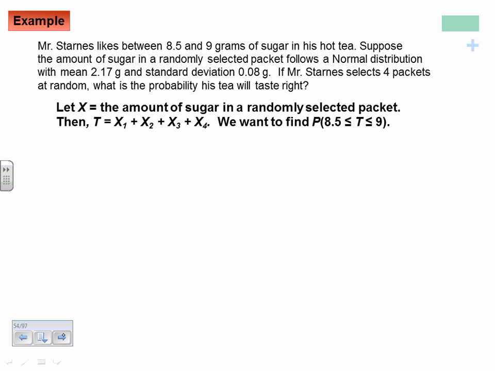So here we can see, let's let X be the amount of sugar in a randomly selected packet. Then I'm going to have the amount of sugar in packet 1 plus packet 2 plus packet 3 plus packet 4. And that will give me the total. So we want to find, for that total, the probability that it's going to be between 8.5 and 9 grams of sugar.